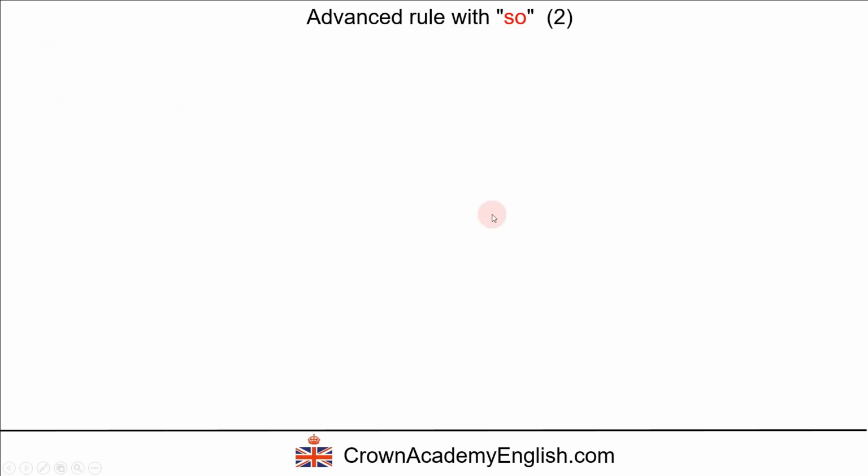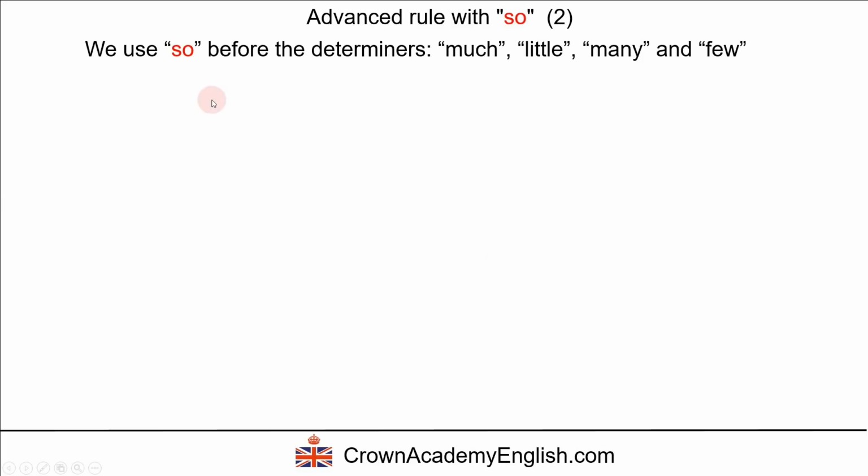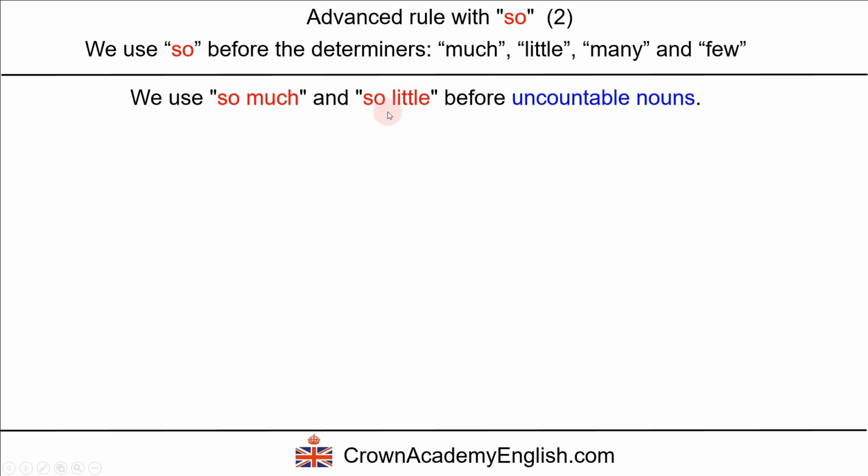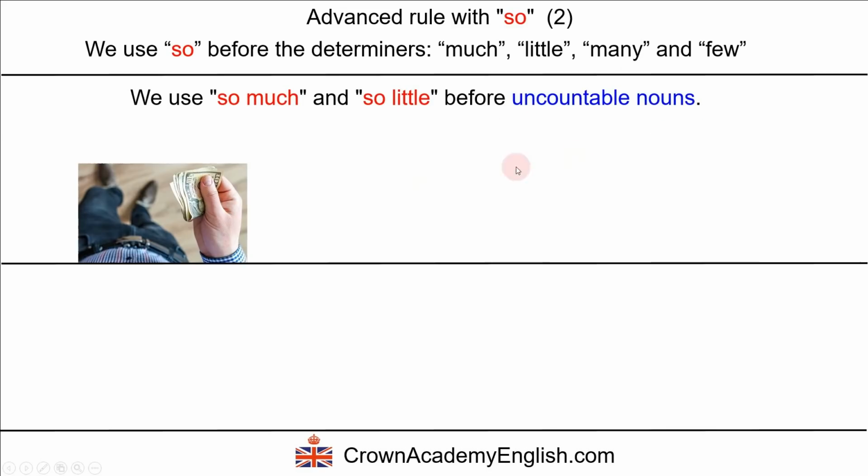And there is a second advanced rule with the word so. We use so before the determiners much, little, many, and few. And we separate them. There are two categories, there are two groups. And we use so much and so little before uncountable nouns. Example. So we're going to use the example of money because the word money is uncountable.